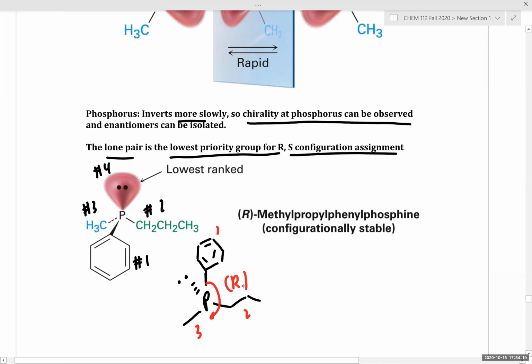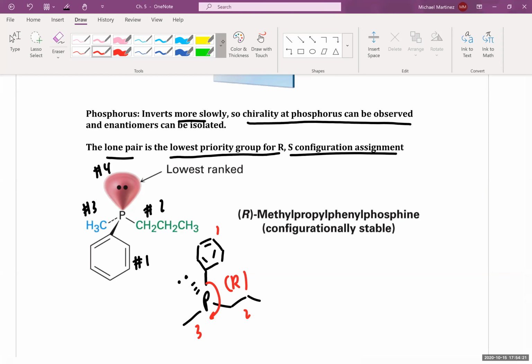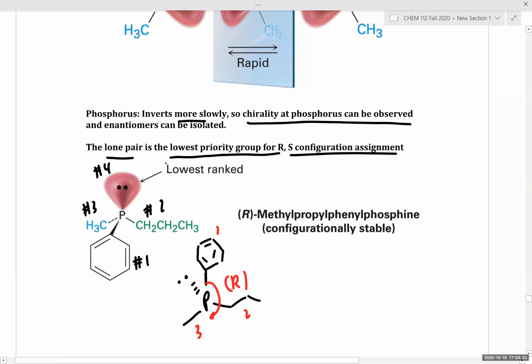Does this make sense to everyone? It's a nice little curiosity to consider. When you get to higher level organic classes, you'll see a lot more ligands, which are used to influence the outcome of chemical reactions and the stereochemistry of the products observed. And many of these ligands are phosphorus based. So it's useful to be able to assign the stereochemistry for phosphorus chiral centers.